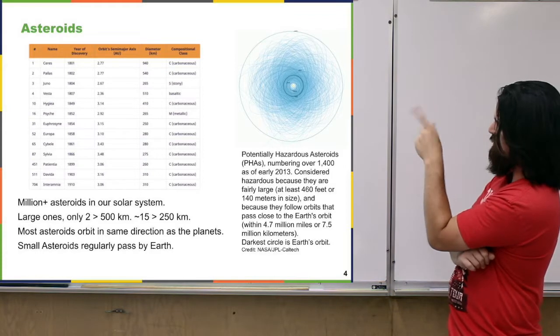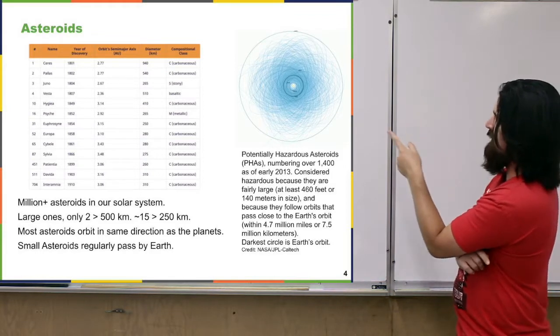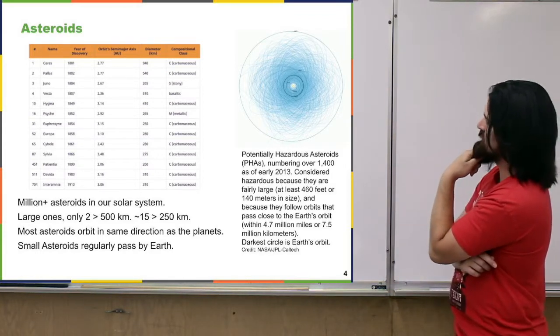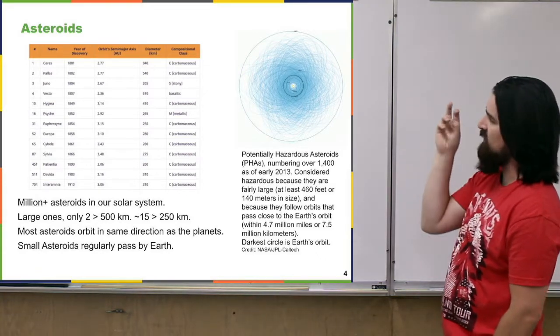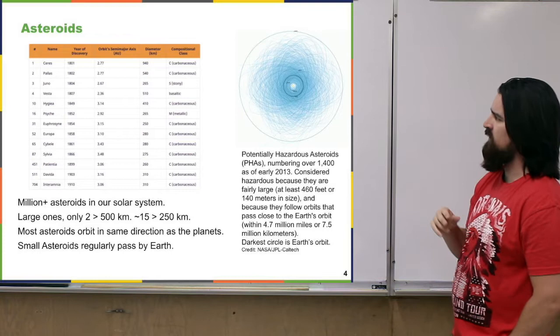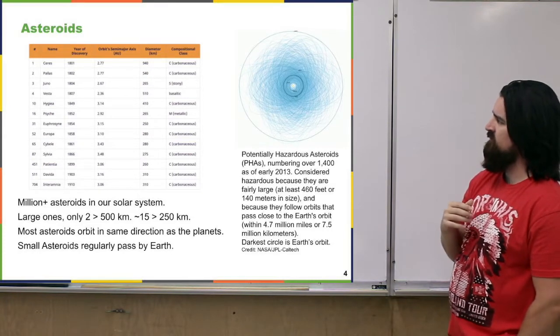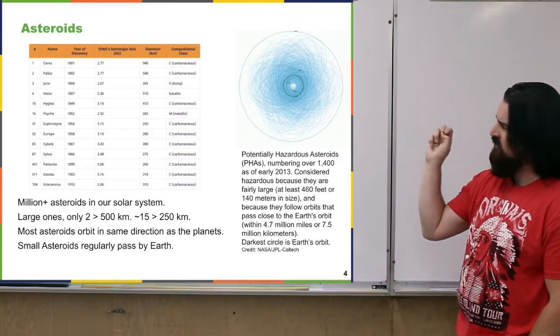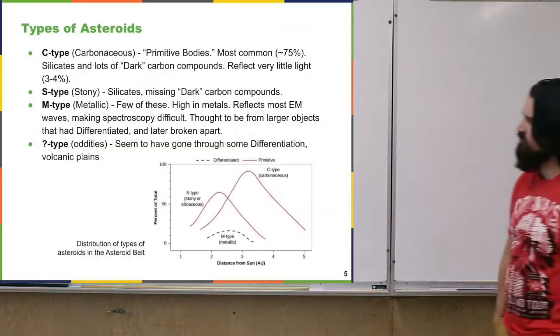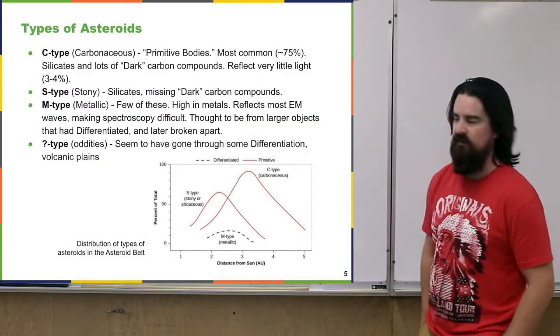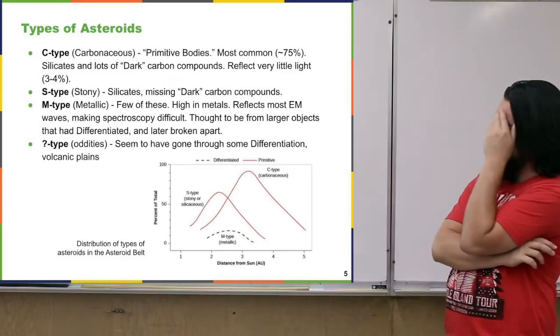The darkest circle is Earth's orbit, and then Mars is outside of that, and then a big gap to Jupiter outside of that. And then the last column in there is compositional class. So we categorize asteroids in these different ways. This is C class, that's S, M, and let's talk a little bit about that. So these are the types or classifications of asteroids. There's sort of three main ones.